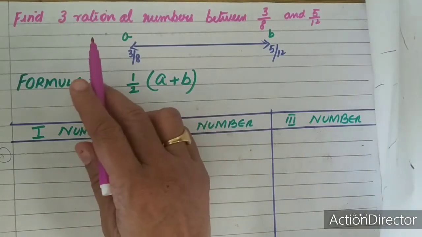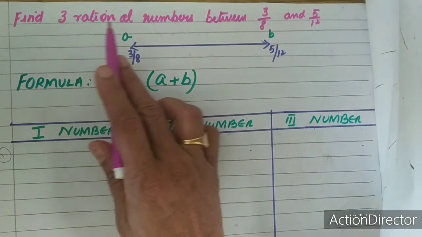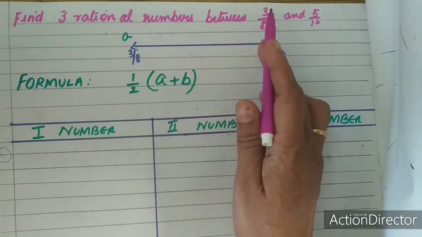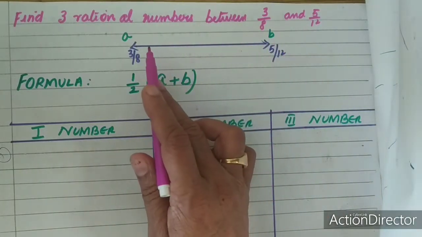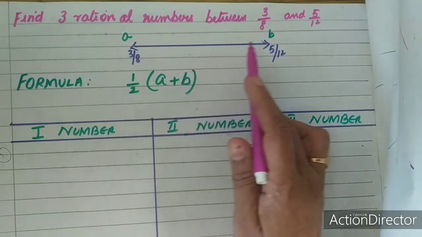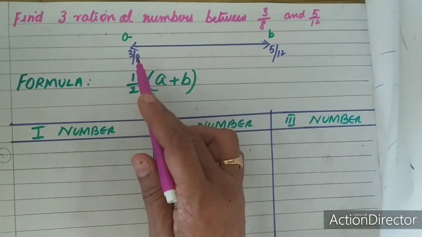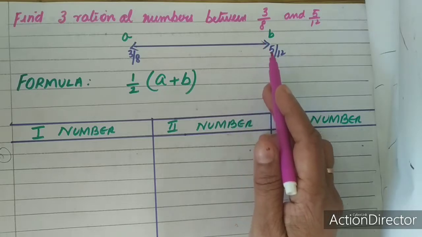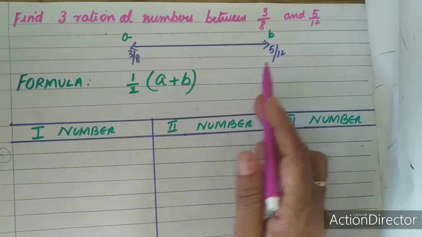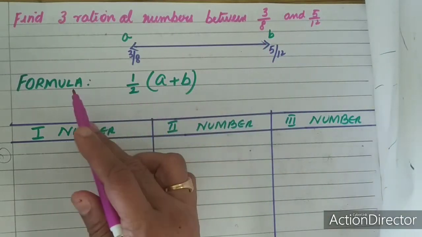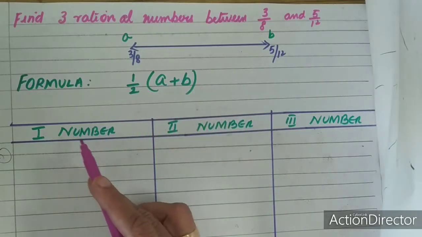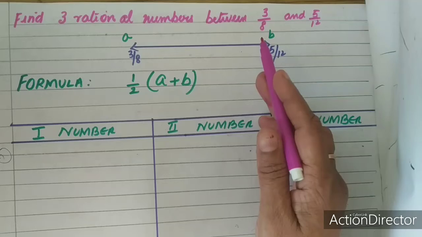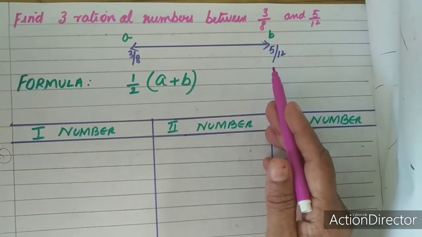Now moving on to the second example: find three rational numbers between 3 upon 8 and 5 upon 12. As I told earlier, draw the number line like this and mark A as 3 upon 8 and here B as 5 upon 12. So we will be using the mean method. What is the formula? Half of A plus B. So let us find the first number between 3 upon 8 and 5 upon 12.